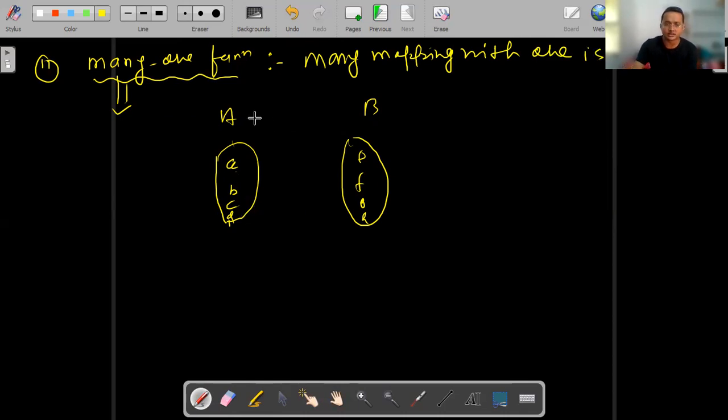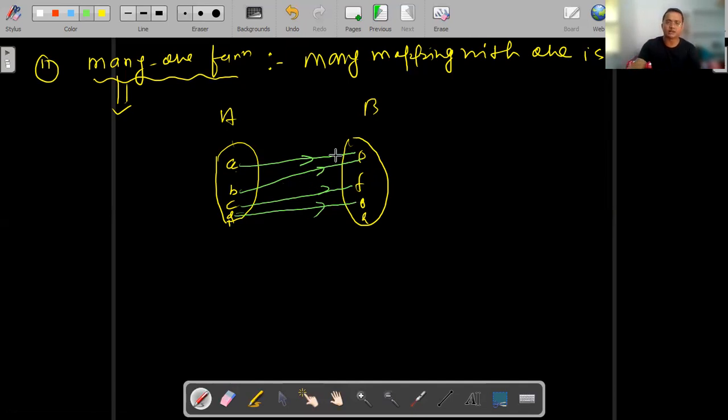So see here. You can see A is mapped with E. Getting this? And B is also mapped with E. So many mapping with one. One is what here? E. And E has two preimages, means E is the image of A and B. Getting my point? And you can also say that C is mapped with F and D is also mapped with F. So this is nothing but many-one function. Many mapping with one. That's it.